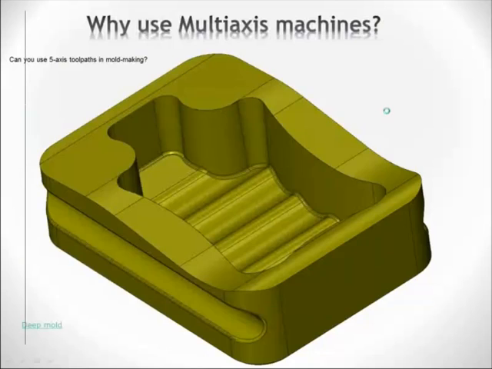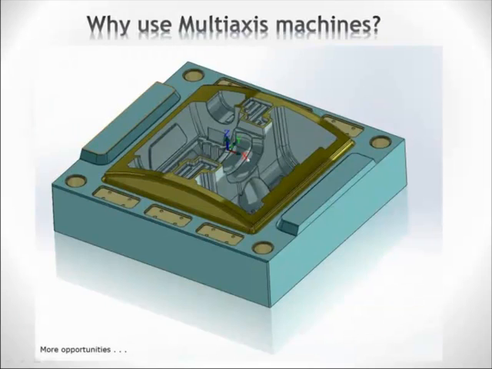And if you had a mold that was more complex, like this one, there are many more opportunities to use 5-axis machining to get to some of these fillets that are hard to get to.